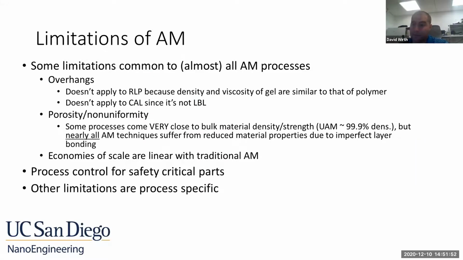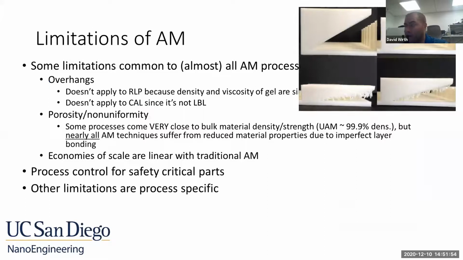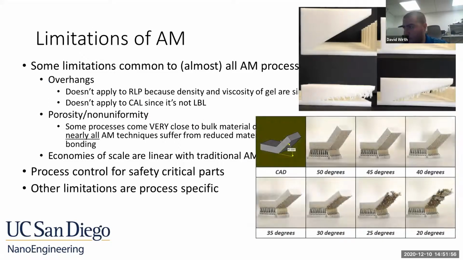The other limitations come from the geometry. Overhangs are a big problem with all 3D printing, except for methods like printing in a gel with rapid liquid printing, or if you're doing a CAL system, where you don't have to worry about overhangs. But for most of the methods, overhangs are a big problem.